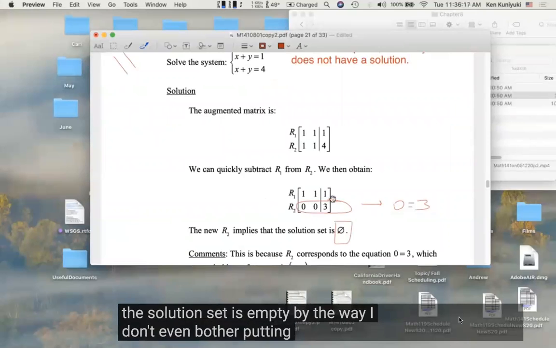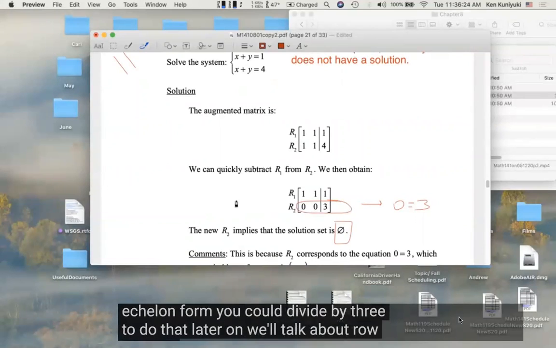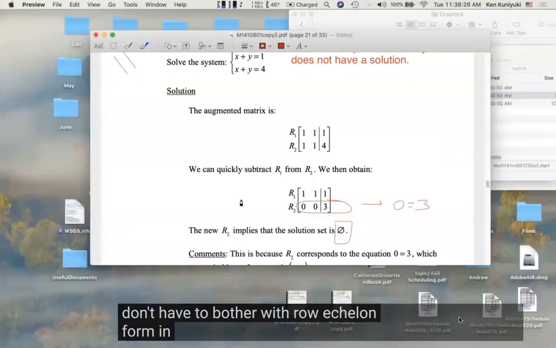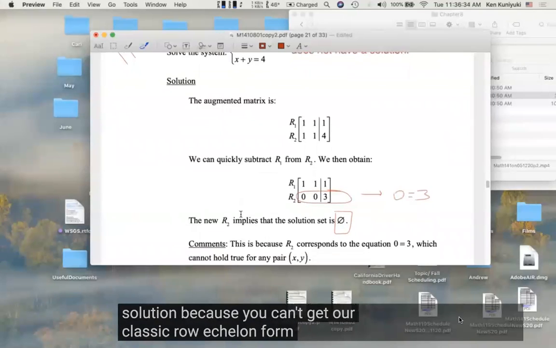By the way, I don't even bother putting this in row echelon form. You could divide by 3 to do that. Later on, we'll talk about row echelon form in more general settings. But you don't have to bother with row echelon form in the case where there's no solution, because you can't get our classic row echelon form.